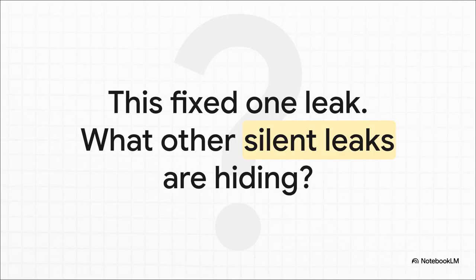So look, by fixing this one leak, you've learned a really powerful lesson about just how critical timing is. Which leaves me with one final question for you. Now that you know what to look for, what other silent, revenue-draining leaks are hiding in your website's code right now, all because of another simple race condition?